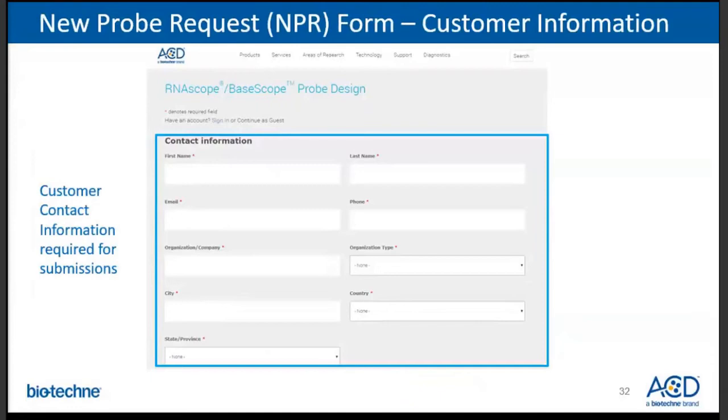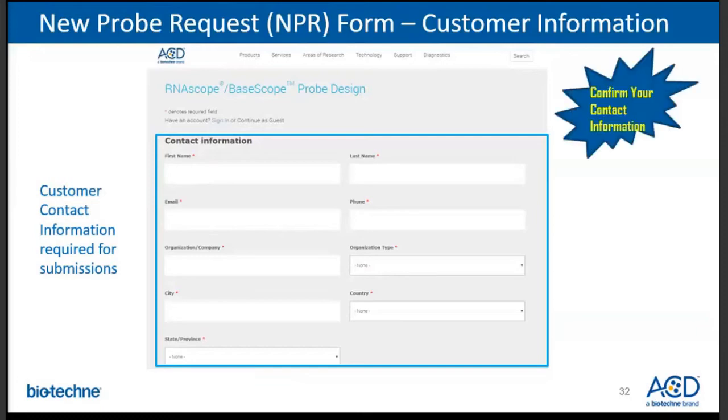So to start with the new probe request form, we really start with the customer information because that's one of the more important pieces of information that we need on the form. This information is really important because this is how we contact you, and all of this information will be used only to contact you in reference to your probe design submission.